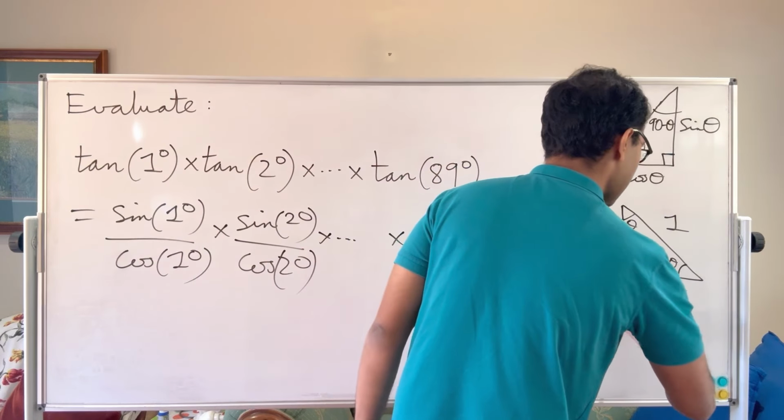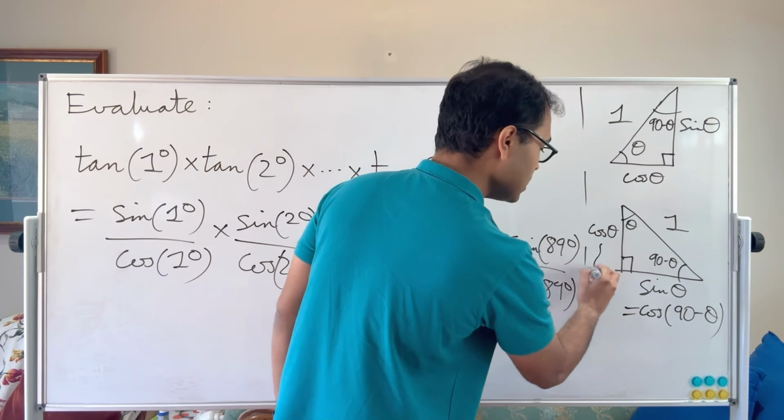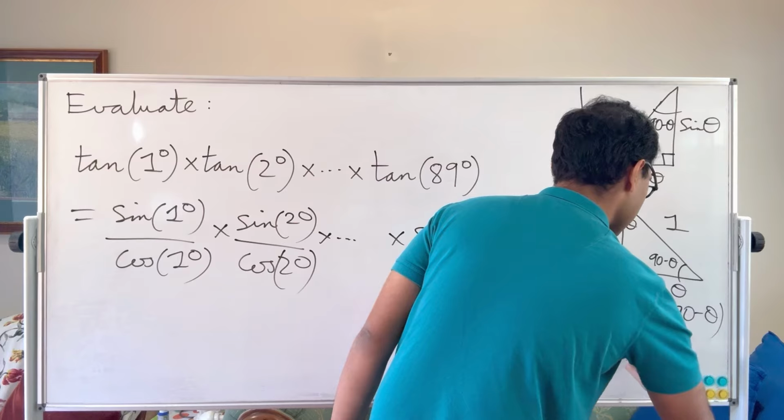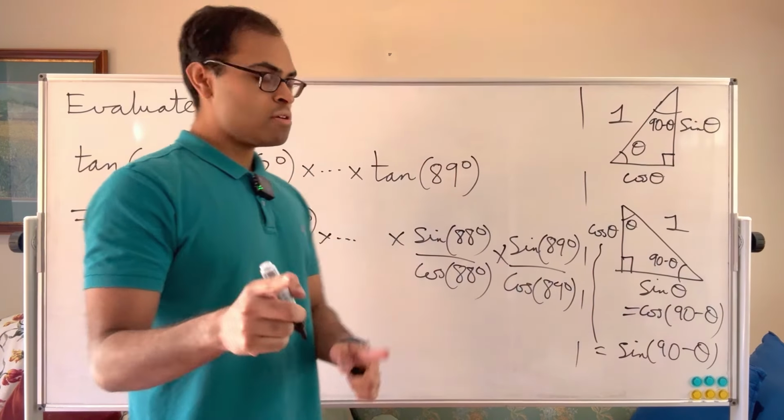So sine of theta is actually cosine of 90 minus theta. And similarly, cosine of theta is equal to sine of 90 minus theta. It's the opposite side to 90 minus theta. And this is very crucial, and you're going to love this, it's going to blow your mind at the end, okay?